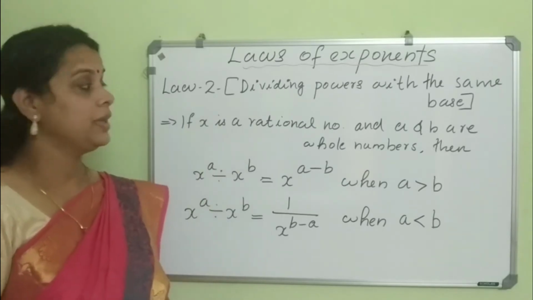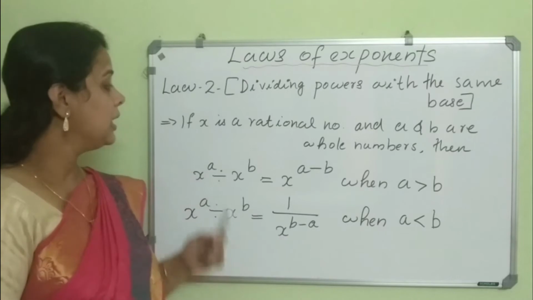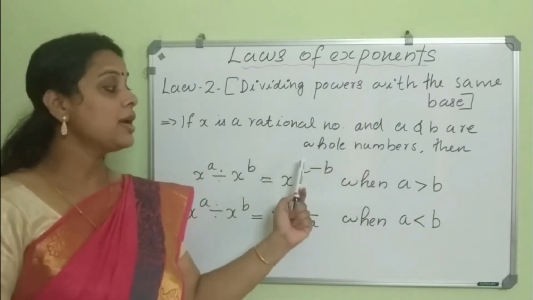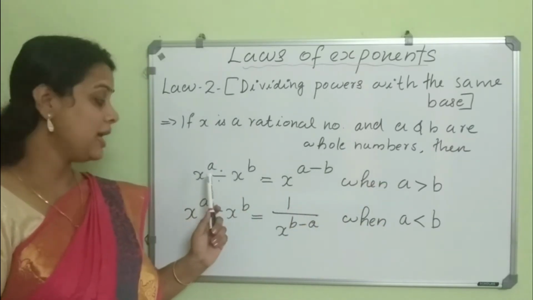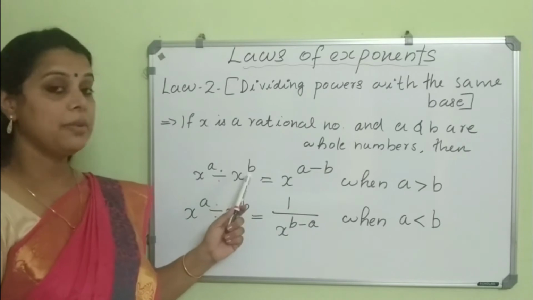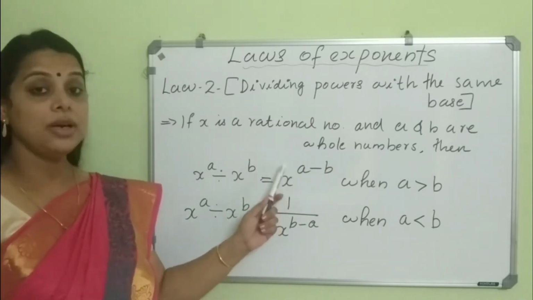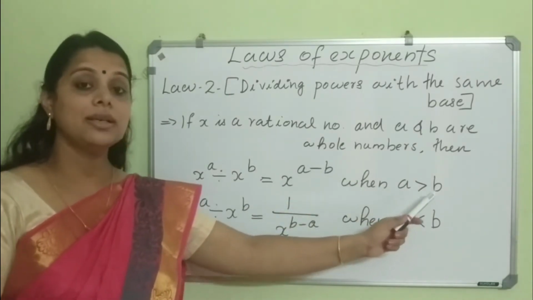Law 2. Dividing powers with the same base. If x is a rational number and a and b are whole numbers, then x raised to the power a divided by x raised to the power b is equal to x raised to the power a minus b, when a is greater than b.